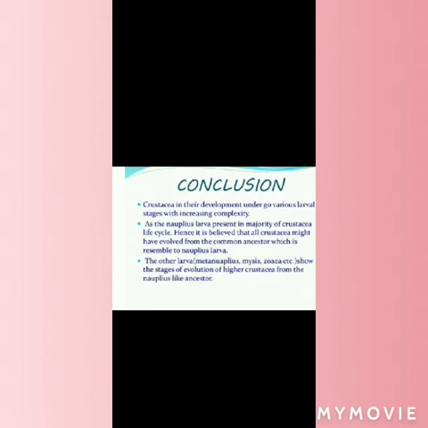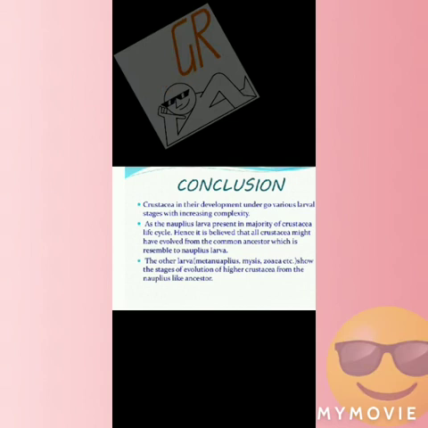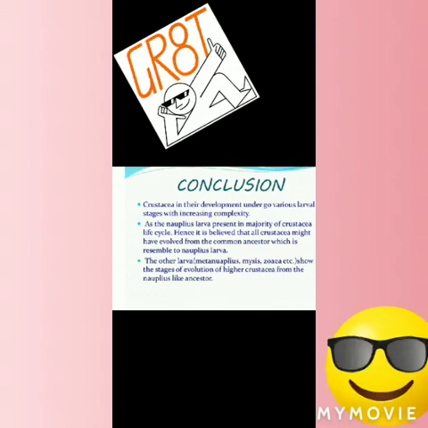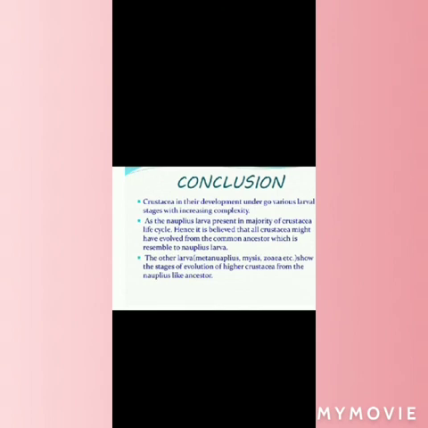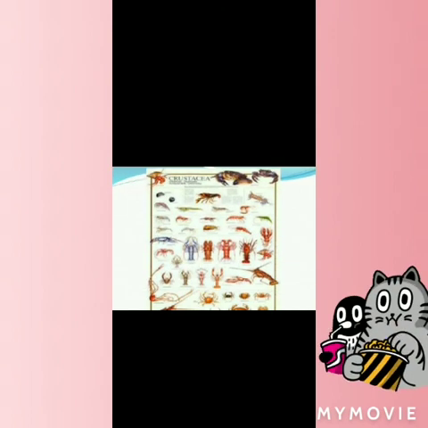So today we can conclude our class: Crustacea in their development undergo various larval stages with increasing complexity. As the nauplius larva is present in the majority of crustacean life cycles, it is believed that all crustaceans might have evolved from a common ancestor which resembled the nauplius larva. The other larvae like metanauplius, mysis, zoea, etc. show the stages of evolution of higher crustaceans from the nauplius-like ancestor. See, these are a few diagrams of crustaceans, right?